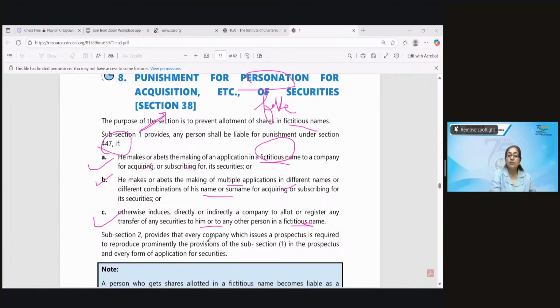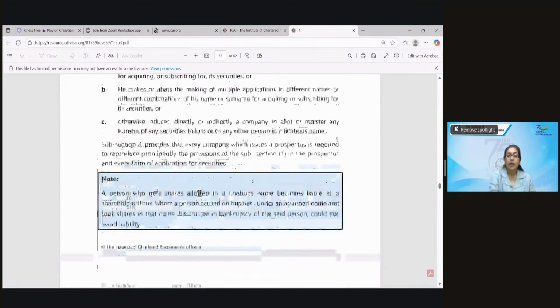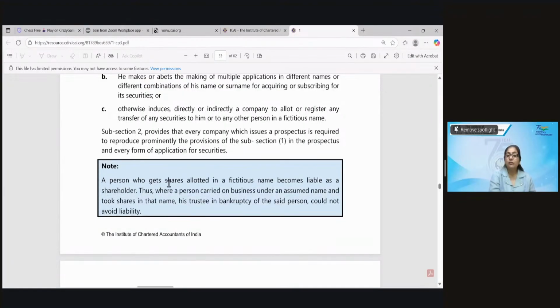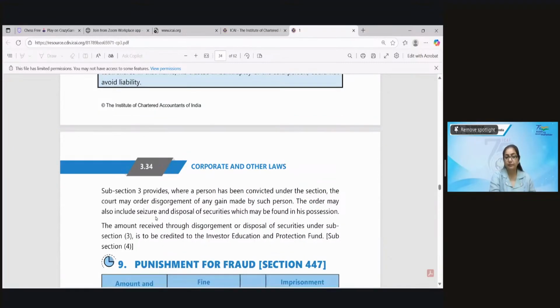Every company which is required to issue a prospectus must reproduce prominently the provisions of subsection 1 in the prospectus and in every share application form of securities. A person who gets shares allotted in fictitious names becomes liable as a shareholder, where the person carries on the business under the assumed name and took shares. The trustee in bankruptcy could not avoid the liability. All of them will have to be liable.